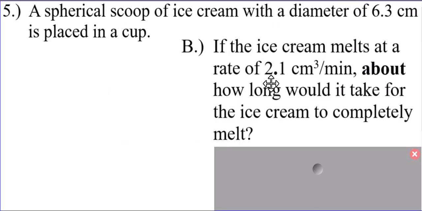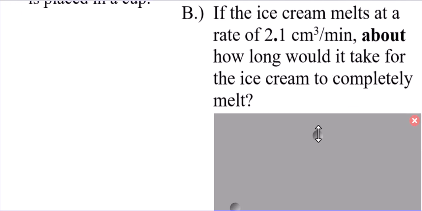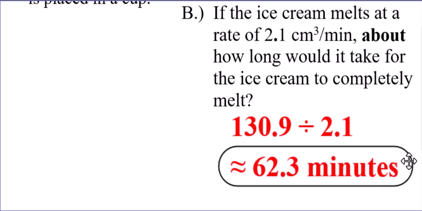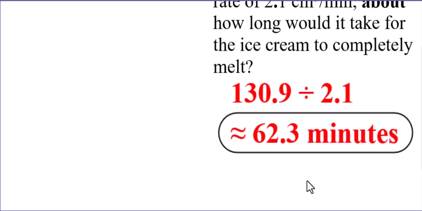Part B. If the ice cream melts at a rate of 2.1 cubic centimeters per minute, about how long, so about means you're going to probably have to round here, would it take for the ice cream to completely melt? All right, so I'm going to take my answer from part A, divide, because it's melting at a rate. So I have my rate, I have my volume, divide, and you will get the amount of time it's going to take to completely melt. That's going to be about 62 minutes.